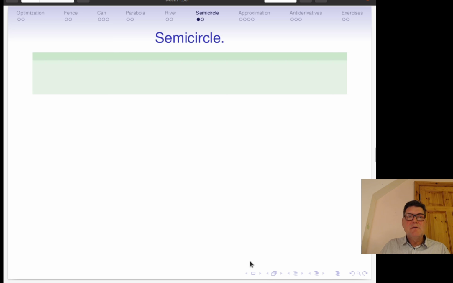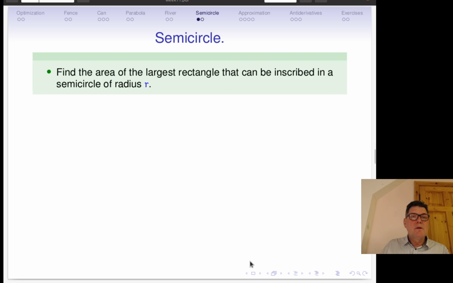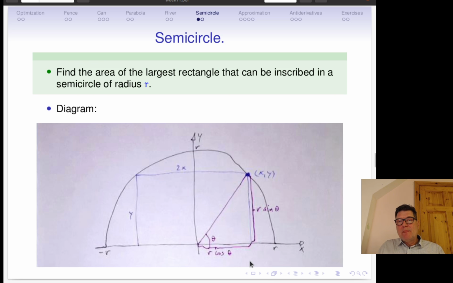And finally, a problem involving a semicircle. Find the area of the largest rectangle that can be inscribed in a semicircle of radius r. Again, we start with a diagram. This is supposed to be a semicircle in black of radius r, intersecting the x-axis at plus and minus r and the y-axis at r.